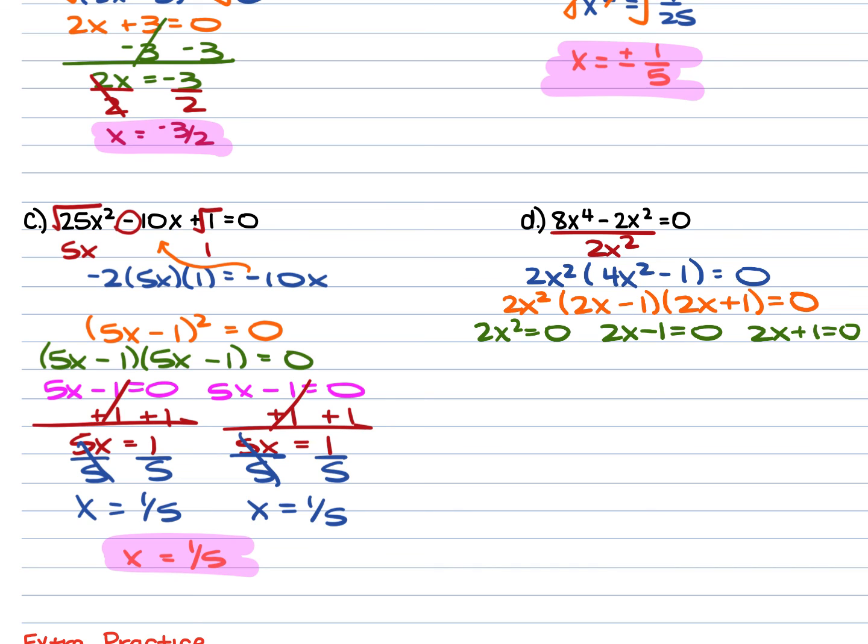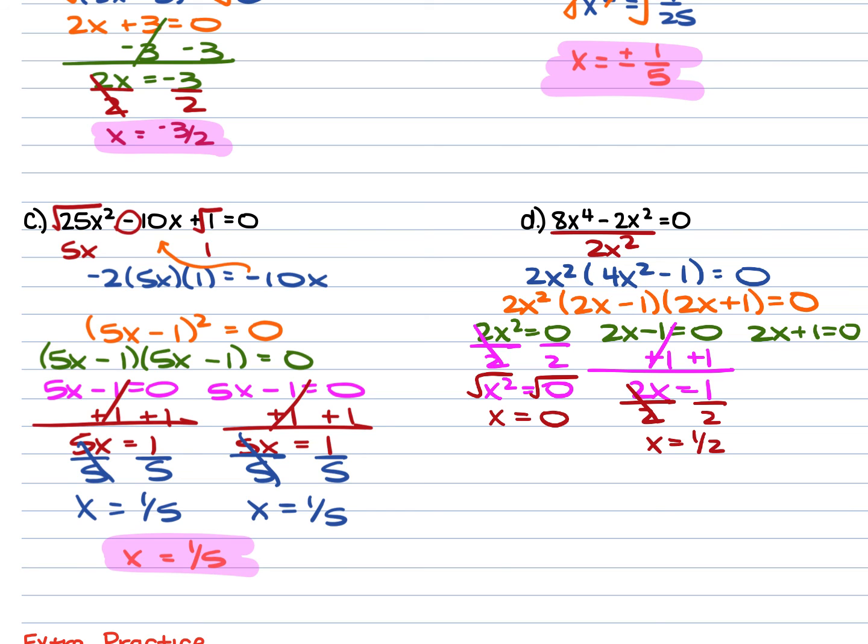For the 2x squared is equal to 0, divide each side by the 2. You get x squared is equal to 0. Then you take the square root of both sides, and you get that x is equal to 0. Remember, 0 is neither positive nor negative, which is why we do not put that plus or minus in front of it. For the 2x minus 1 is equal to 0, we're going to add the 1 to each side to start. We have 2x is equal to 1. Then we divide each side by the 2, and x is equal to 1/2.